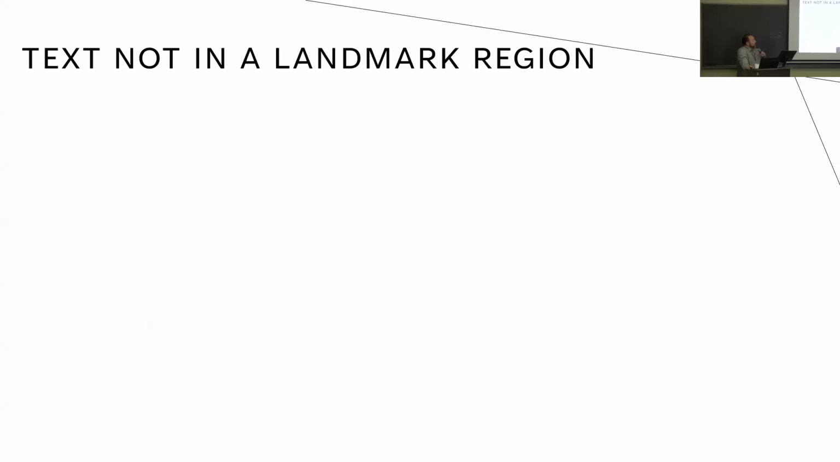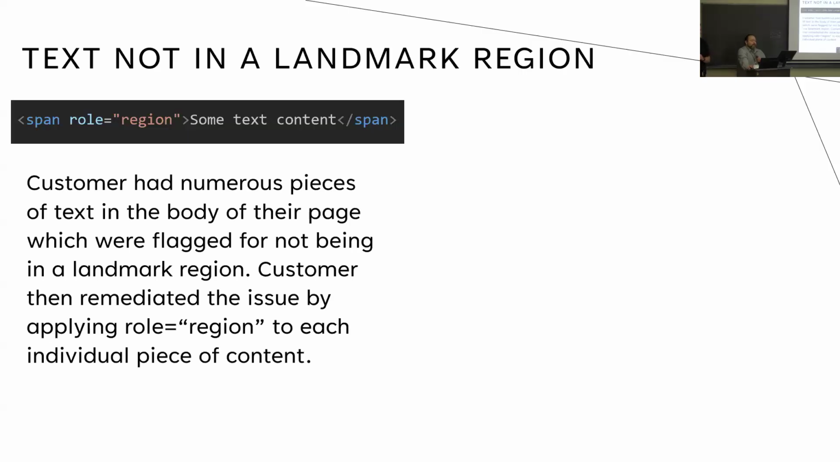We talked briefly about structuring our content. So recently I had a customer who had a web page. It had no main landmark. I think it had a nav region, header, and a footer. But then the rest of their content was just thrown on the page in divs and spans. So there wasn't any hierarchy or structure to this page that the automated checkers could determine. And so we flagged it for accessibility for the rule of text not in a landmark region.